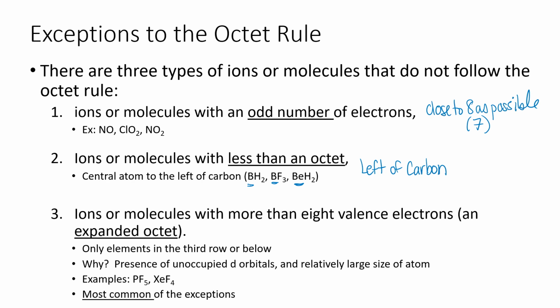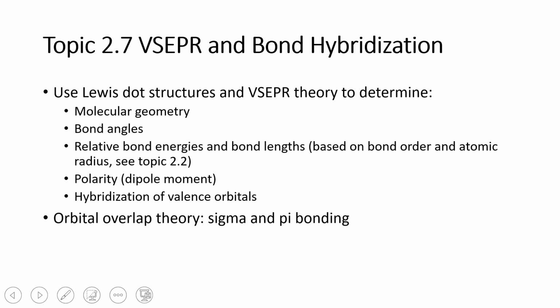And then you can have ions or molecules with an expanded octet with more than 8 electrons. This is the most common exception, and it will happen only with elements in row 3 or below, so it will not happen with carbon or nitrogen. And it's because in the 3rd row or below, the shell 3 and higher, you're going to have some empty d orbitals in your valence shell. So there's going to be extra room for electrons to exist there. So it can fit more than 8 electrons in the valence shell.